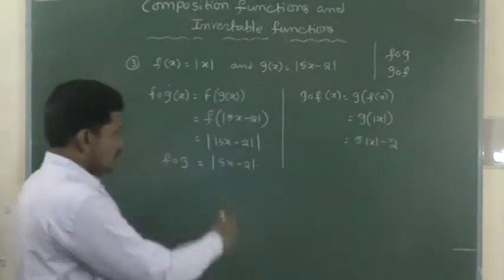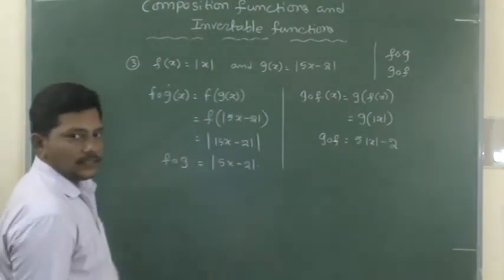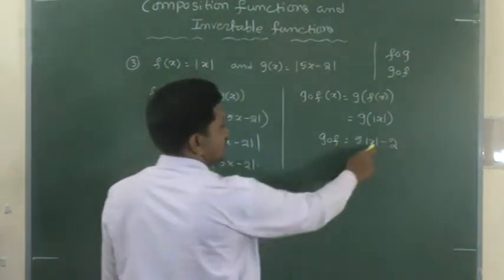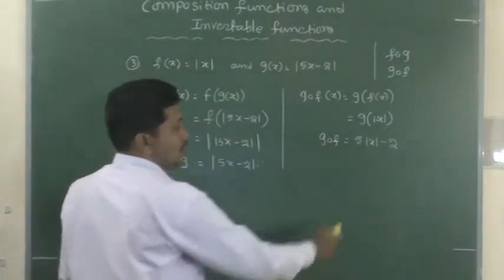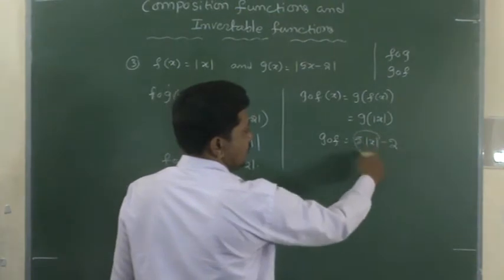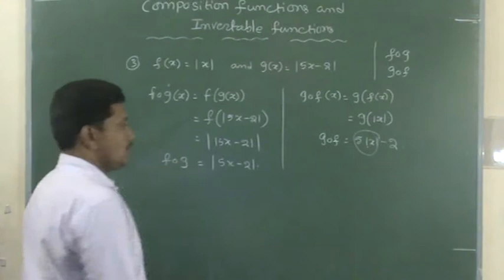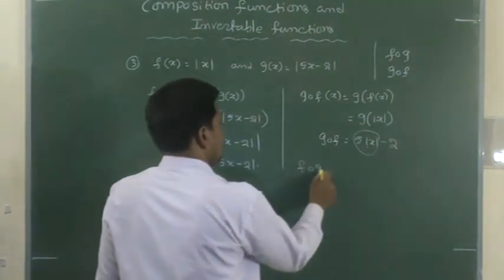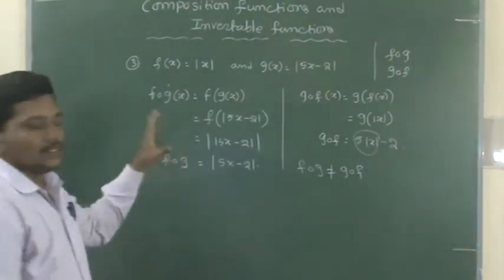And observe that both are not the same. This is g circle f. Modulus is there in one, modulus is not there in the other. But modulus is there only for x. Suppose the total entire value is less than 2, what happened? It is a minus value in one case and a positive value in the other. Therefore, g circle f is not equal to f circle g. This is the second problem.